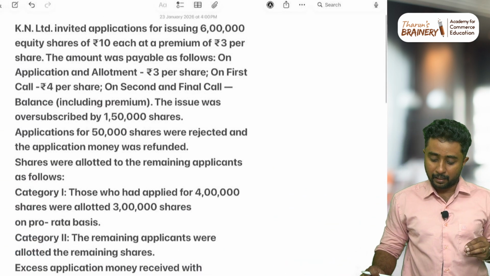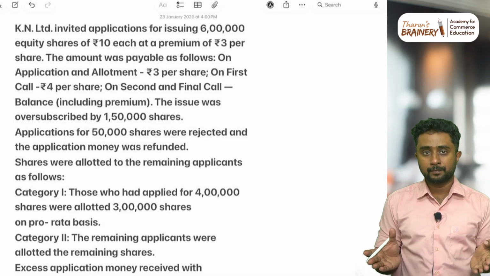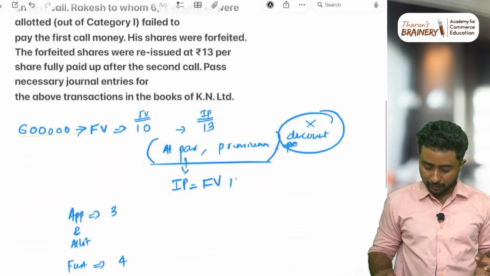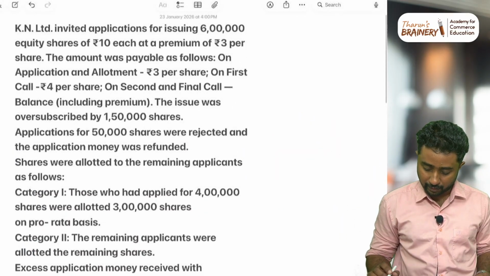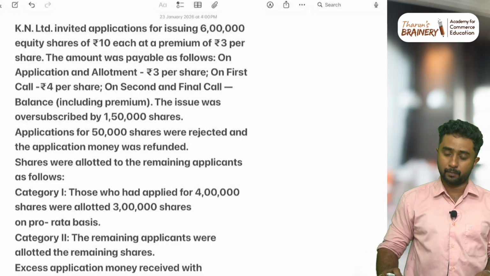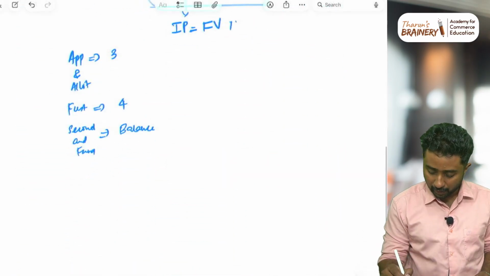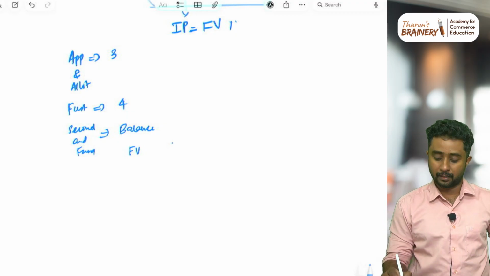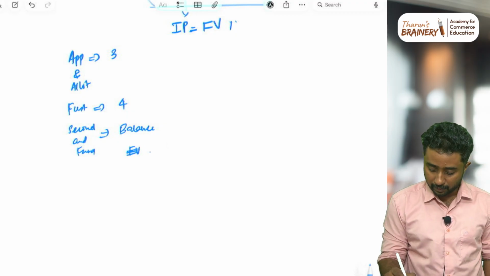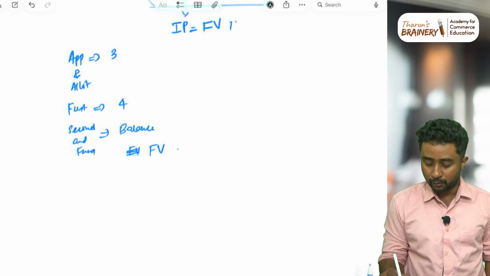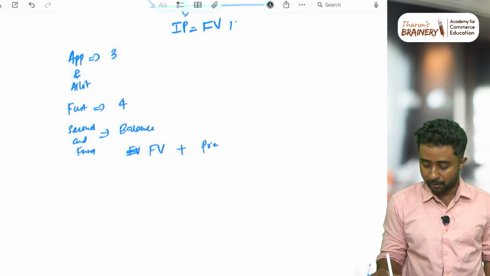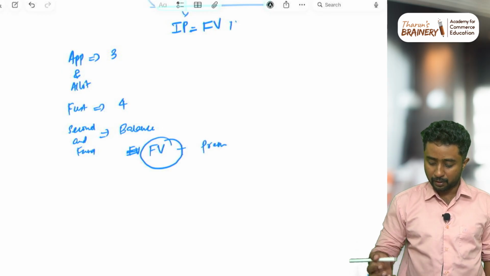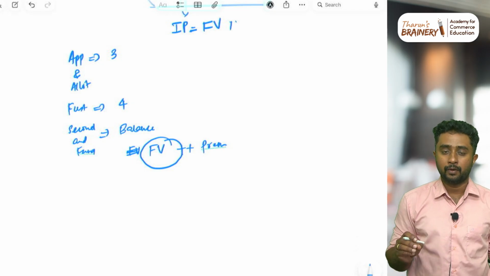To find the balance, we can use 2 methods. If you are considering the premium part of the share, as you can see here, balance including premium is mentioned. That means in this balance there will be 2 parts of the amount when we split it up. There will be a face value part and also a premium part. What does it mean by face value part?